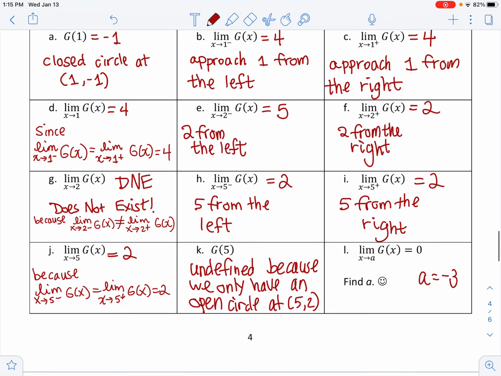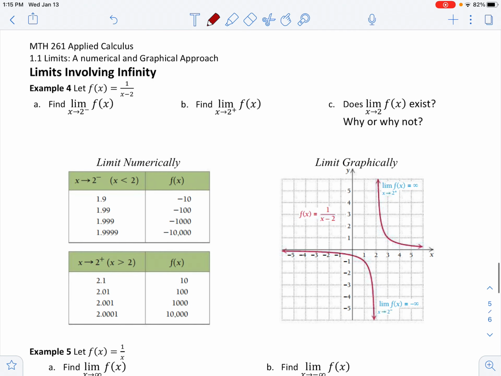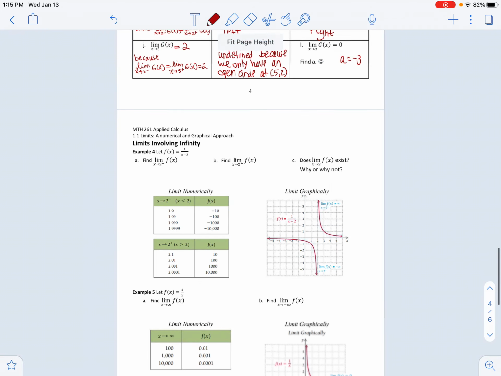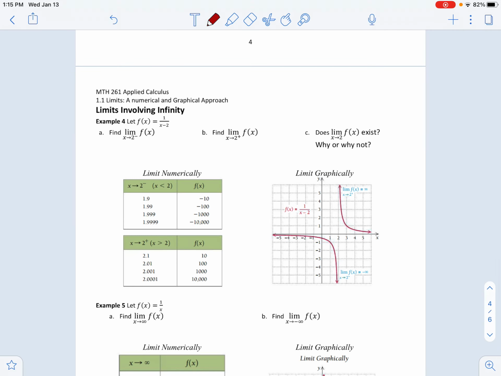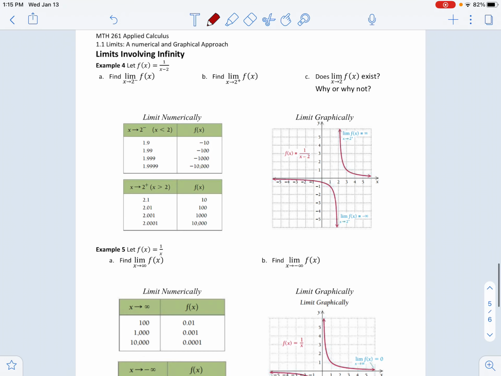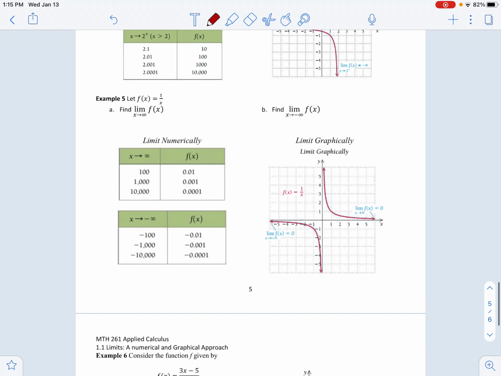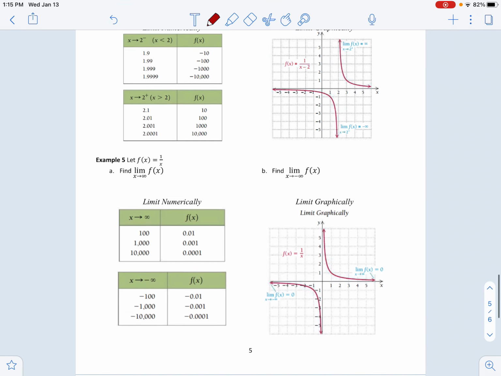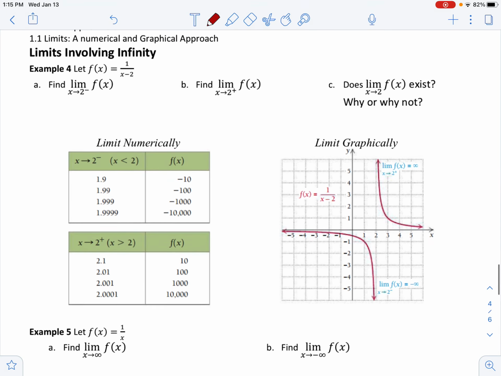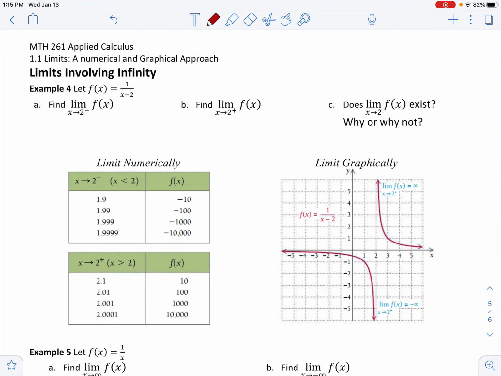Okay, all right. I'm gonna go over limits involving infinity, and I think in this video I will just go over example 4 and 5. I'm gonna try to just have short videos covering a little bit each instead of a super long video, like an hour and 30 minutes long, covering everything. So in this one, let me go over example 4, limits involving infinity.